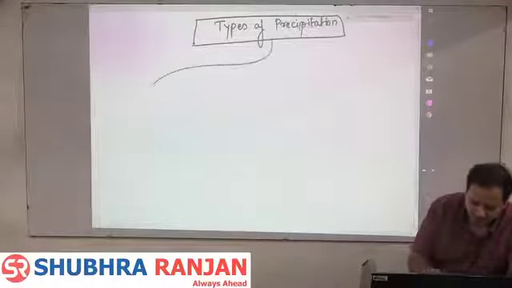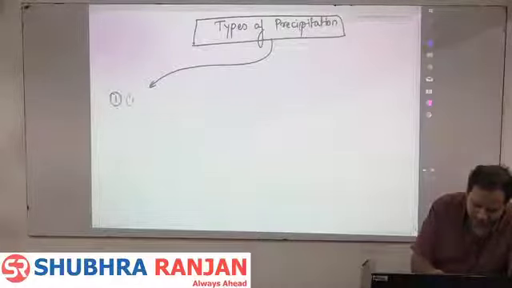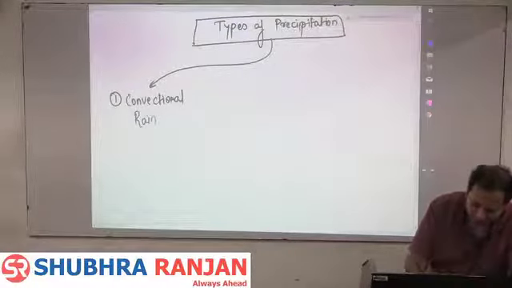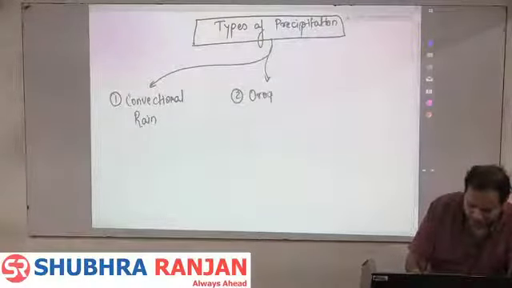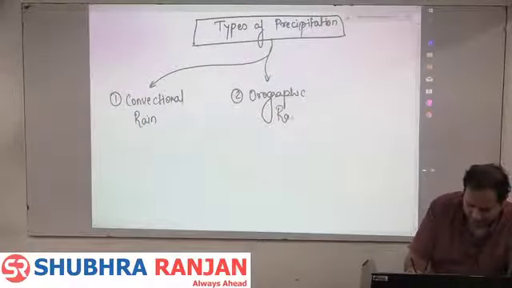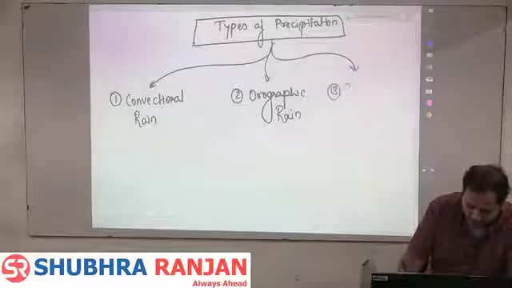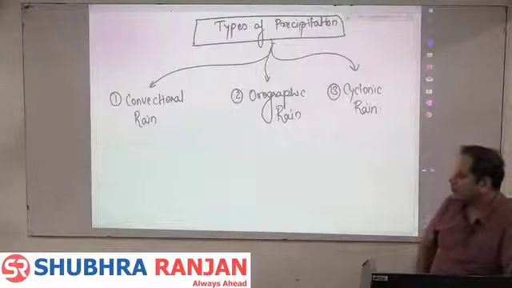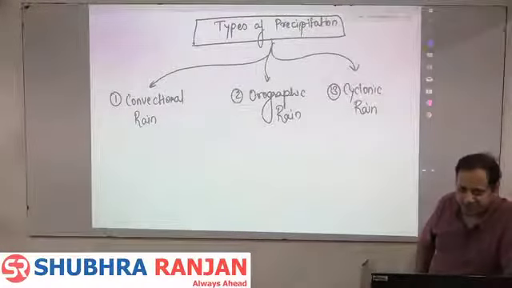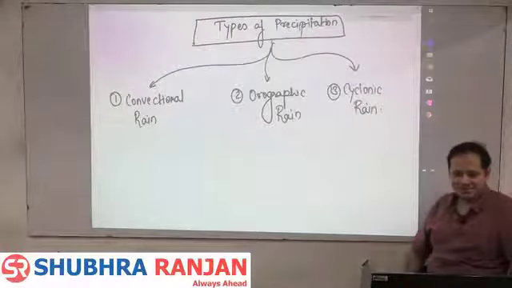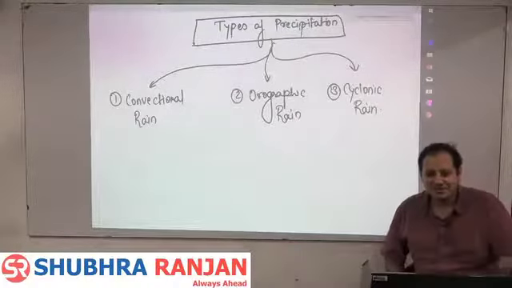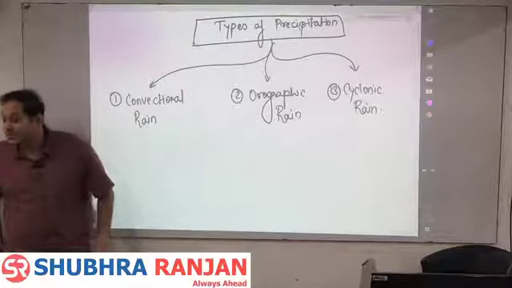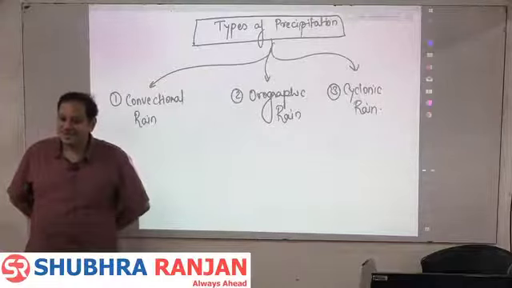And the types of precipitation are very simple: convectional rainfall, orographic rainfall and cyclonic rainfall. What is convectional rainfall? Tell me two conditions that are necessary for convectional rainfall, from your understanding of the syllabus. Why clear sky? There will be no rain if the sky is clear.